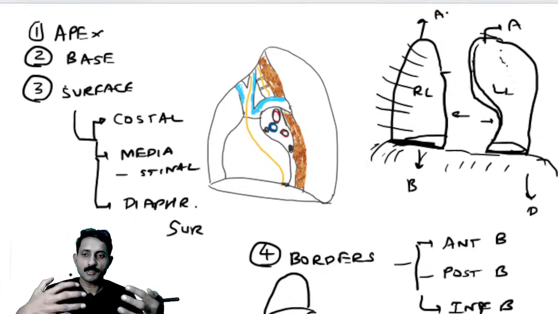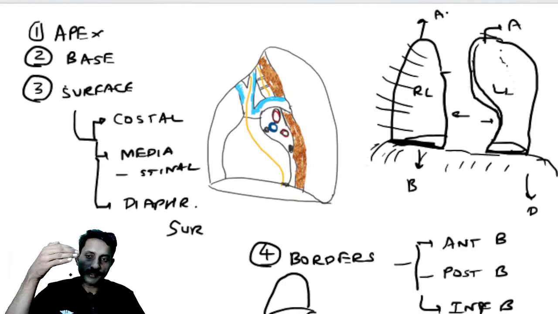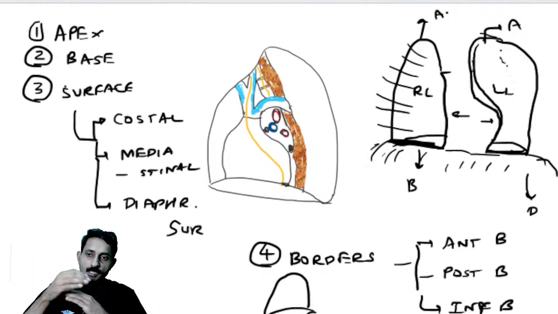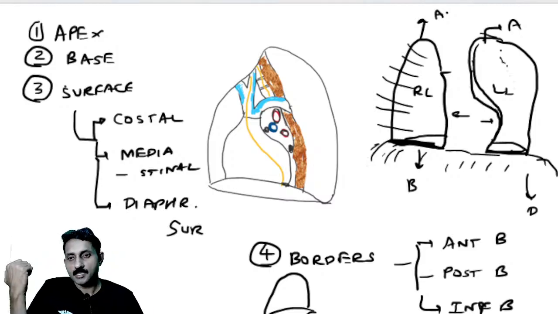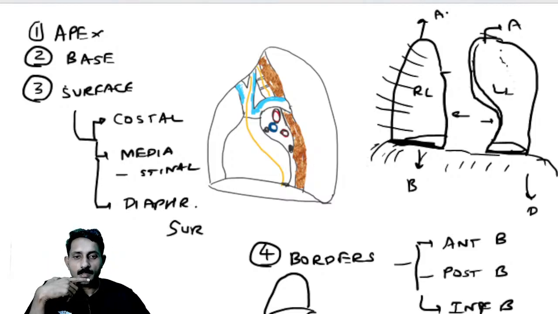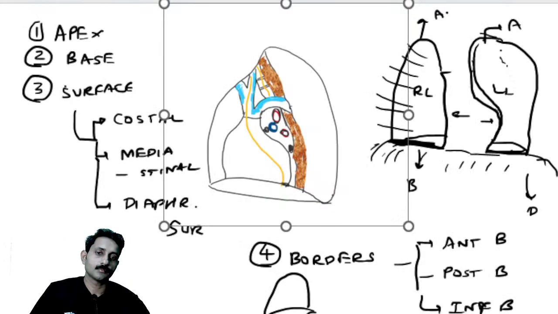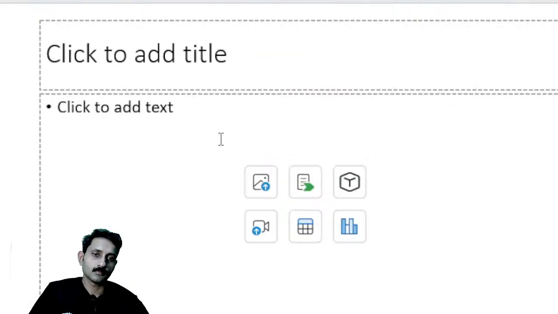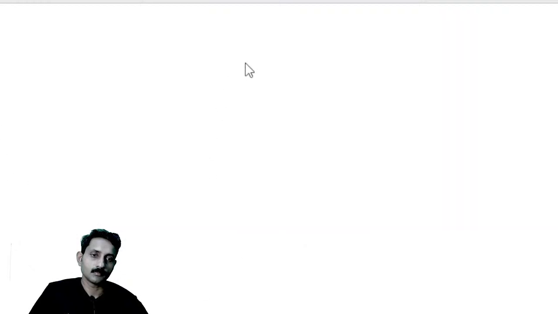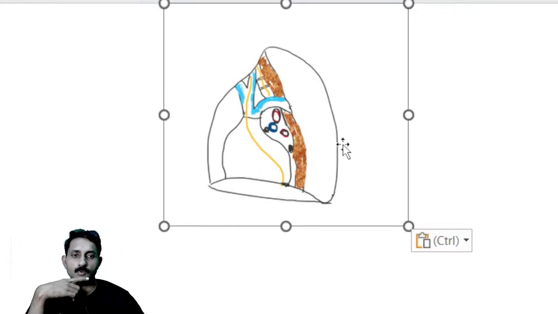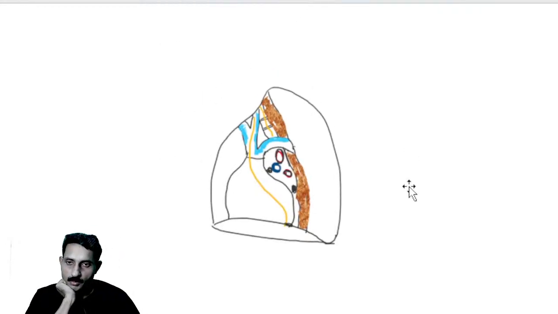What are the surfaces of the lung? We have the sternocostal surface, and the diaphragmatic surface, which is where the lung is present. If you view it from the side, we have the mediastinal surface. So this part is the one we need to know. We'll try to see some more details.